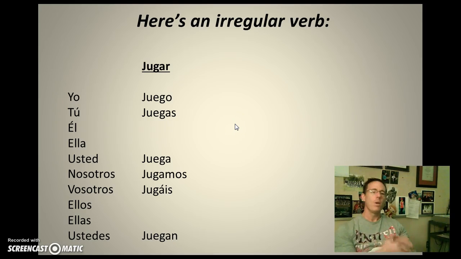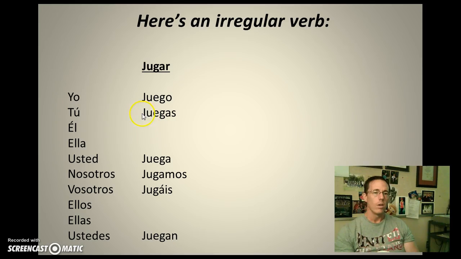Here's an irregular verb. We only call it irregular because you'll notice in this case it follows the same pattern, o, as, a, amos, áis, an. But in this case, instead of just leaving it as J-U-G, the verb jugar, by the way, this is the verb for to play. Jugar is to play. It becomes J-U-E when you conjugate.